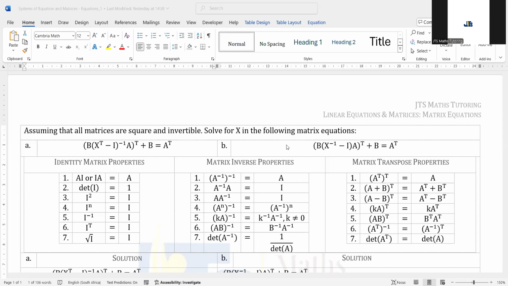So first things first, there are some known laws or properties of matrices that you need to know so that you'll be able to solve this. So I've given you identity matrix properties here, matrix inverse properties here, and some matrix transpose properties. This is not all there is to it, but I've given you enough for you to be able to solve these equations. So I'm not going to go through all these properties with you. I'll allow you to go through them by yourself. Let me straight away go to the question.